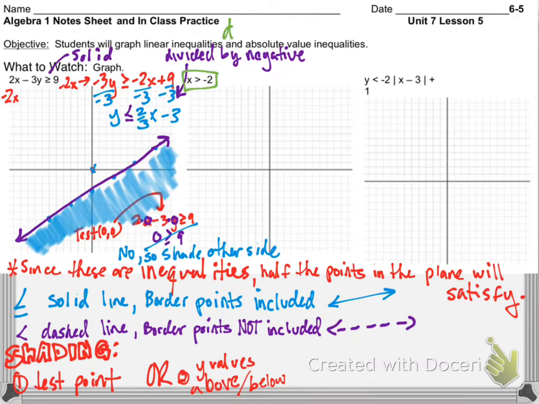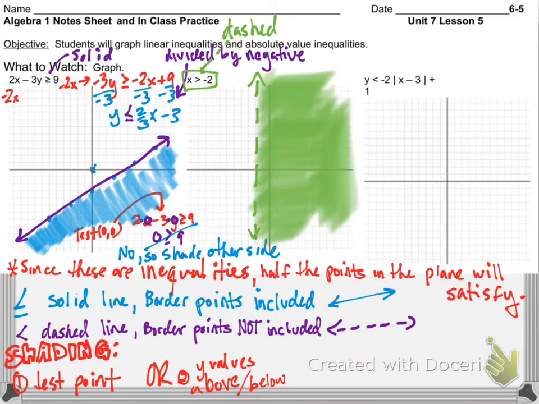All right, so for the next one, we graph it just like x equals -2, but it's a dashed line because of the symbol. Now, where are the x values greater than -2? Those are going to be to the right. That's that one. Sorry for the typo here.